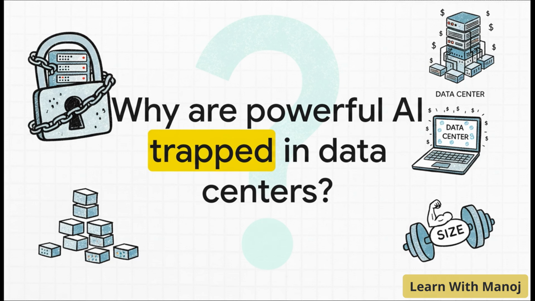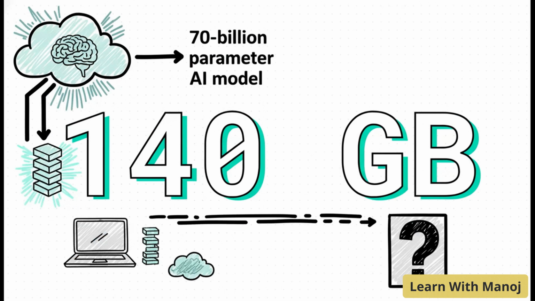So first, let's just frame the problem here. All the most powerful AI models, the ones that make the headlines, they're essentially locked away in these giant, really expensive data centers. But why? Well, the answer comes down to one simple, pretty brutal fact: their size. Just look at this number for a second. 140 gigabytes. That's roughly the memory you need to run a single top-of-the-line 70 billion parameter model.